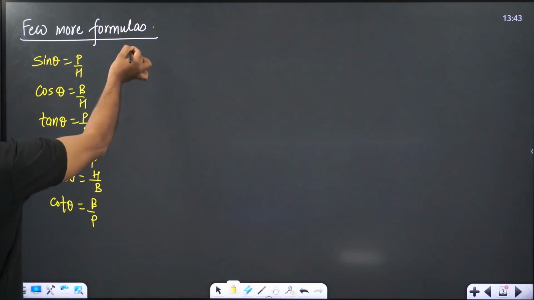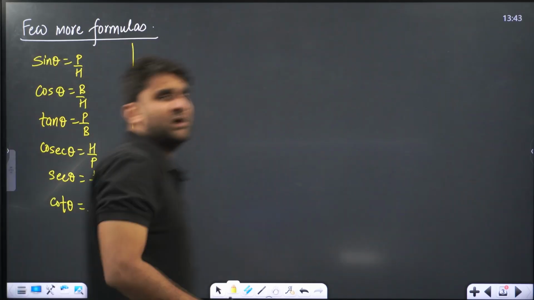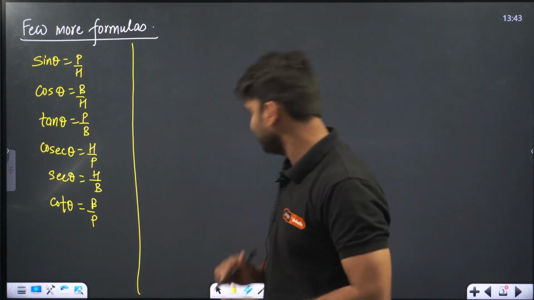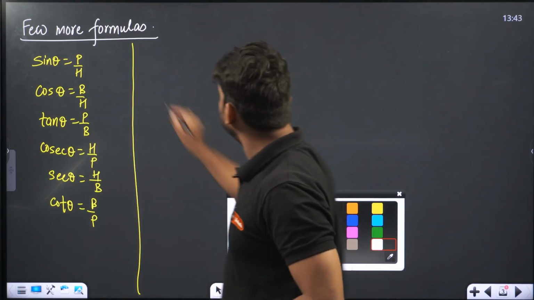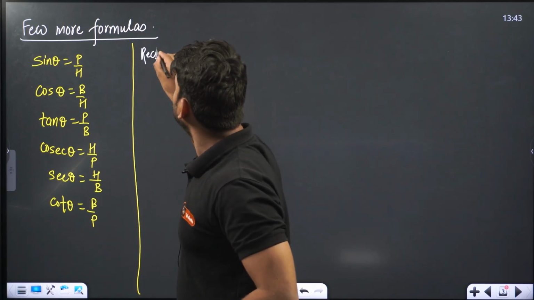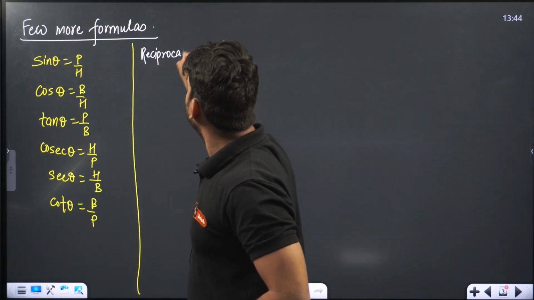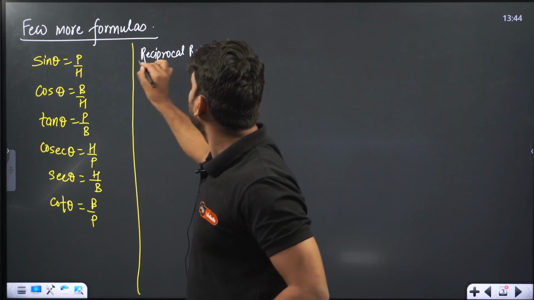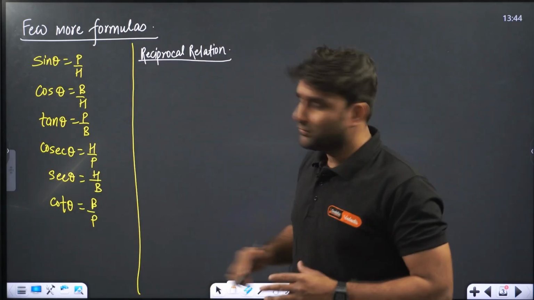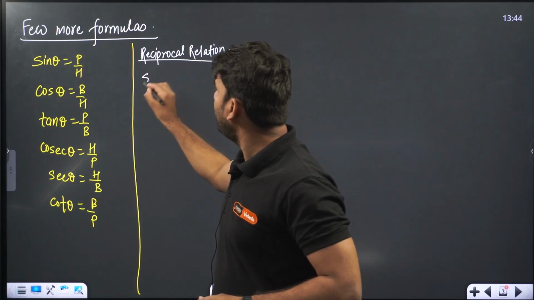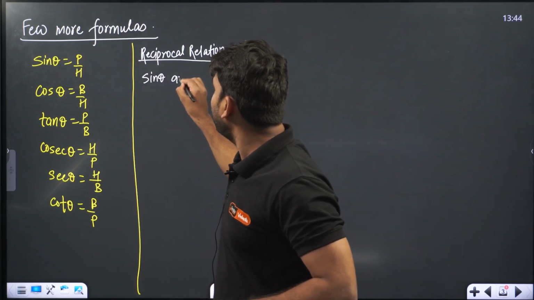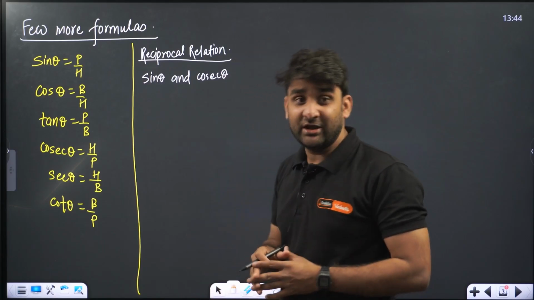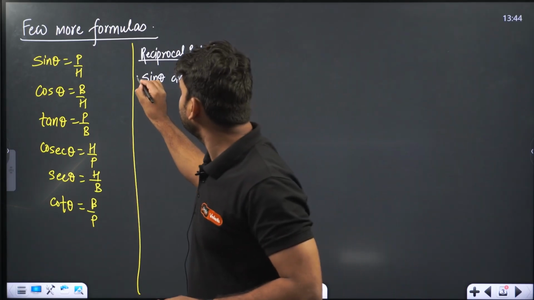Now let's talk about few important formulas, not formulas, they're important relations. So what are the relations? Listen. So the first relation here is reciprocal. This is really very important. A reciprocal relation. So what is the reciprocal relation? So the reciprocal relation is of first sine theta and cosec theta. Please everyone focus, sine theta and cosec theta. This is the first reciprocal relation.